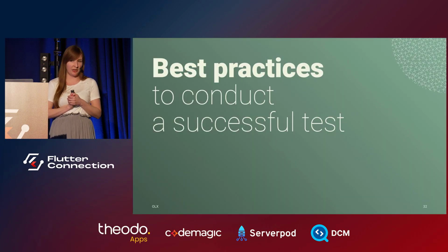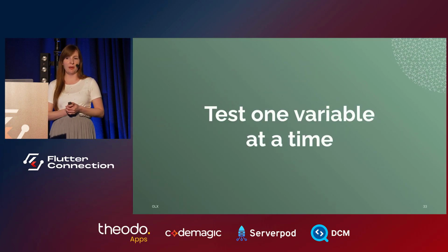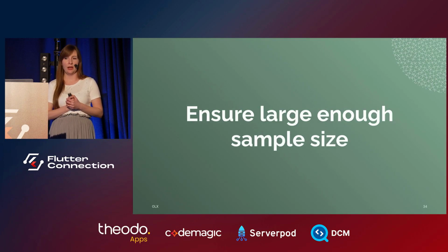And I also have some best practices for you to conduct a successful test. So it's best to test one variable at a time, because otherwise you will not be sure where the better results are coming from. Also, you should ensure a large enough sample size. So if you don't have an app with hundreds of thousands of users, feel free to split your audience in half and involve all the users in the test.